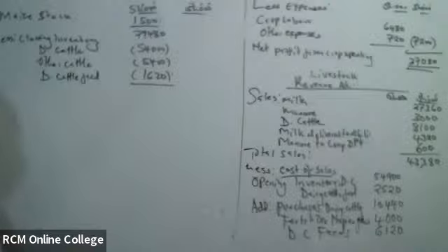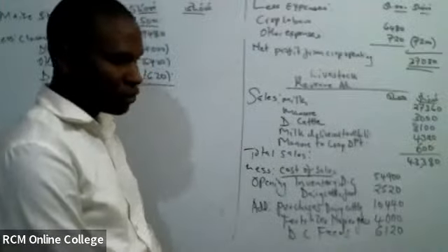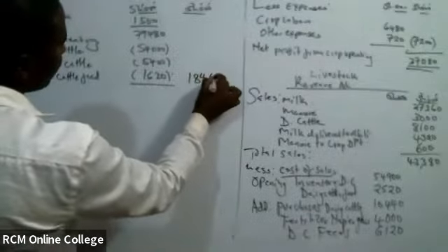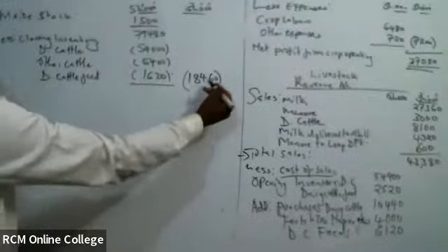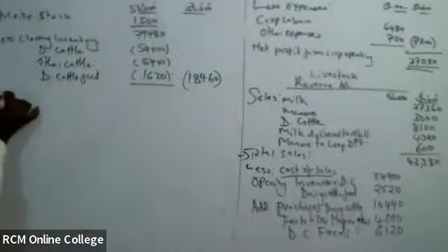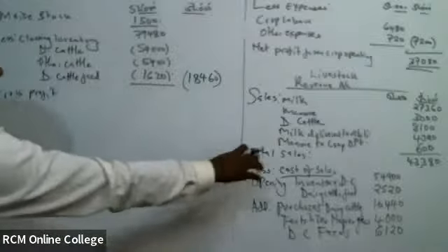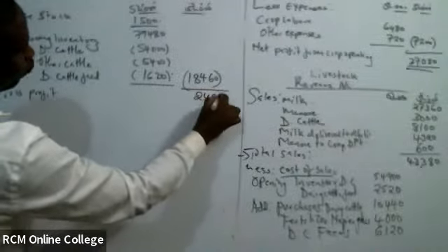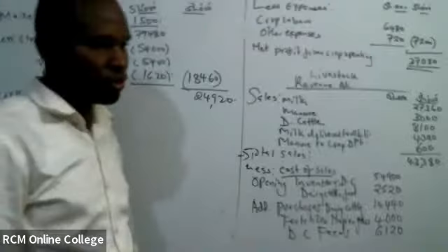Ukitoa hiyo pata ngapi? 79,480 minus all those closing inventory. 18,460. Now our total sale hapa minus cost of sale inapata gross profit ya ngapi? 24,920. Now once you get 24,920, what do you less? Now that is your gross profit.